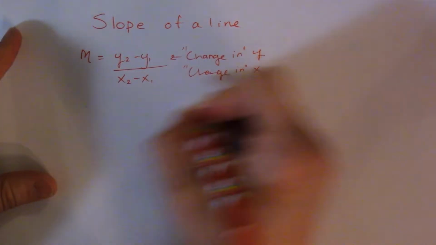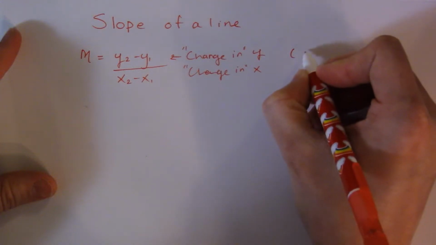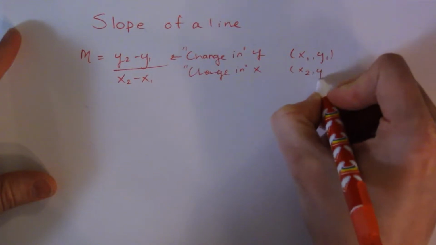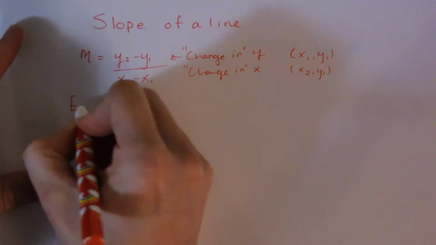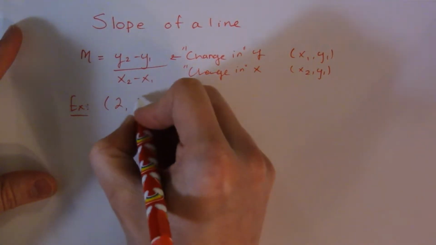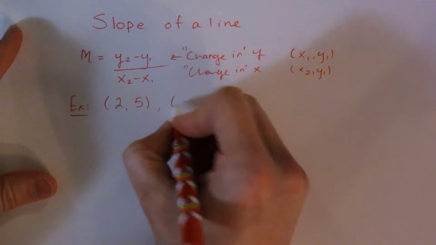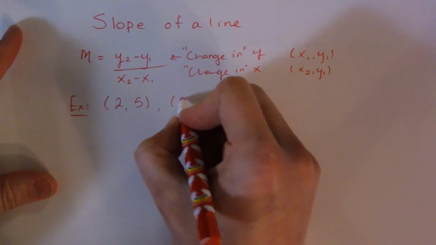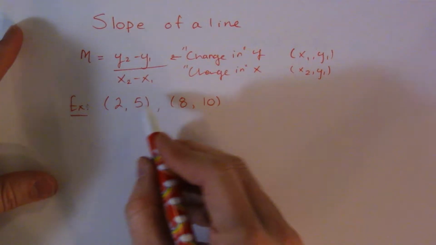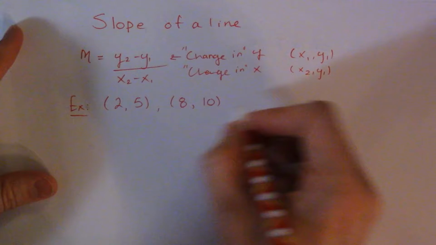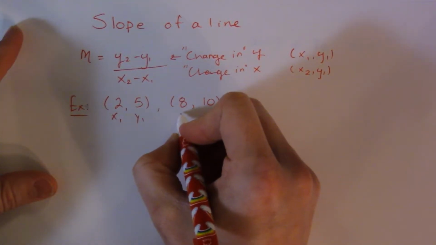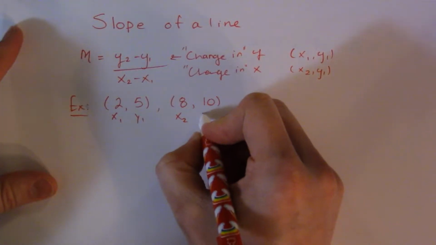So what that means for a point is, if we have a point, it could be x1, y1, and x2, y2. So for example, if you're given 2 points, let me just make up a couple points. So 2, 5, and let me see, 8, 10. We can go ahead and find the slope. So what a lot of my students like to do is label these points. So I'll call the first one x1, y1, second one x2, y2.